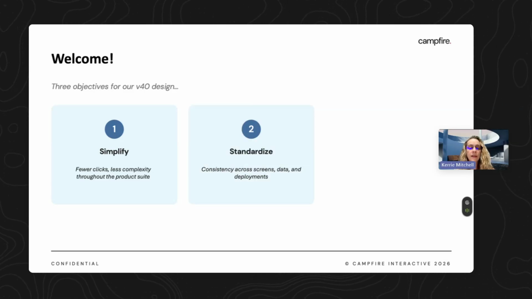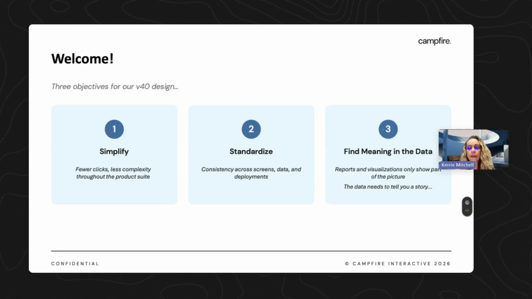Next is standardize. We want to make sure that there's consistency across the screens, and this goes for every feature function, and additionally, the data, how we handle master data, and even deployments and onboarding. Lastly, we want to make sure you can find meaning in the data. What does this mean? Well, we have, of course, standard reports and visualizations embedded throughout the product, and you'll see that, but that really only shows you a part of the picture. What the data needs to do is it needs to tell you a story.